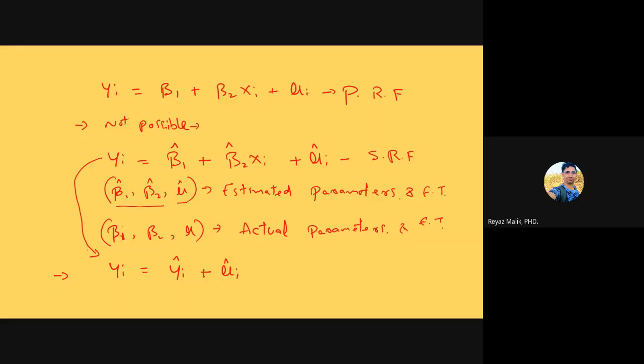This again can be written like this. Why? Because yi cap is equal to beta 1 cap plus x. That's why it is written like this.